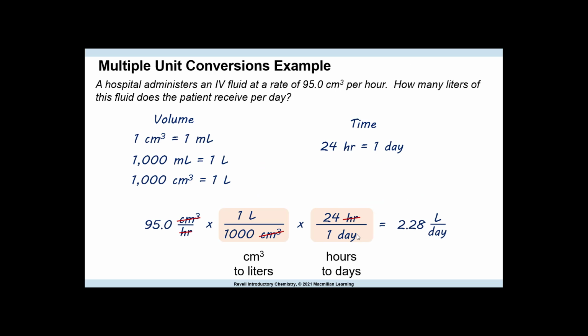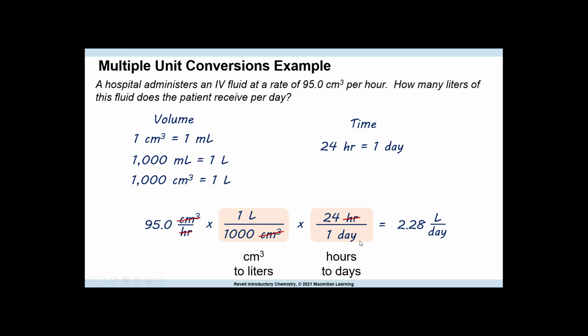All right, let's do some problems. A hospital administers an IV fluid at a rate of 95.0 cubic centimeters per hour. How many liters of this fluid does this patient receive per day? This is one where I would definitely change that cubic centimeters to mils because it's easier for me to work with. In this problem, you're actually expected to change it over because you have to have your answer in liters. So we know that 1 cubic centimeter equals 1 mil, and 1,000 mils equals 1 liter. Therefore, 1,000 cubic centimeters equals 1 liter.